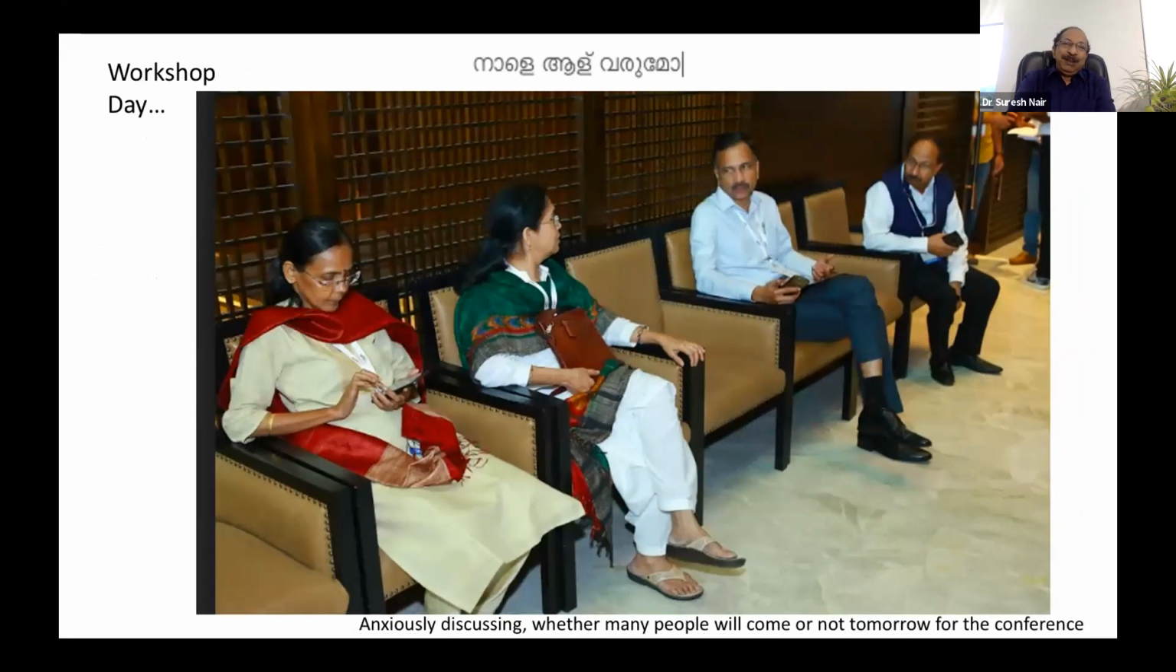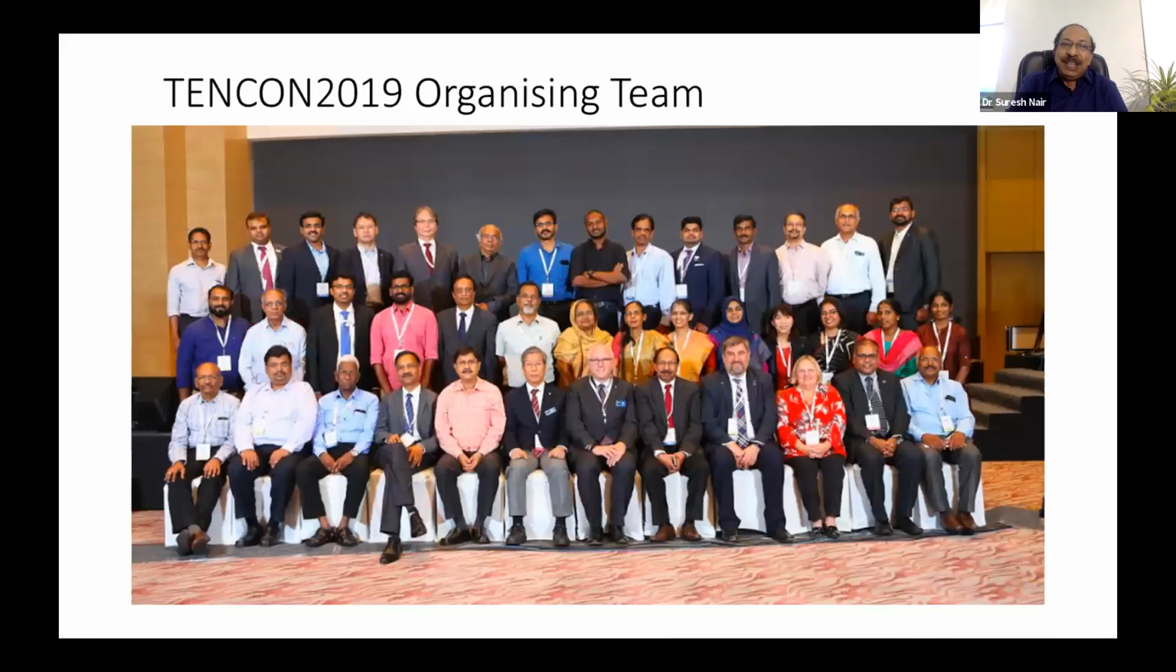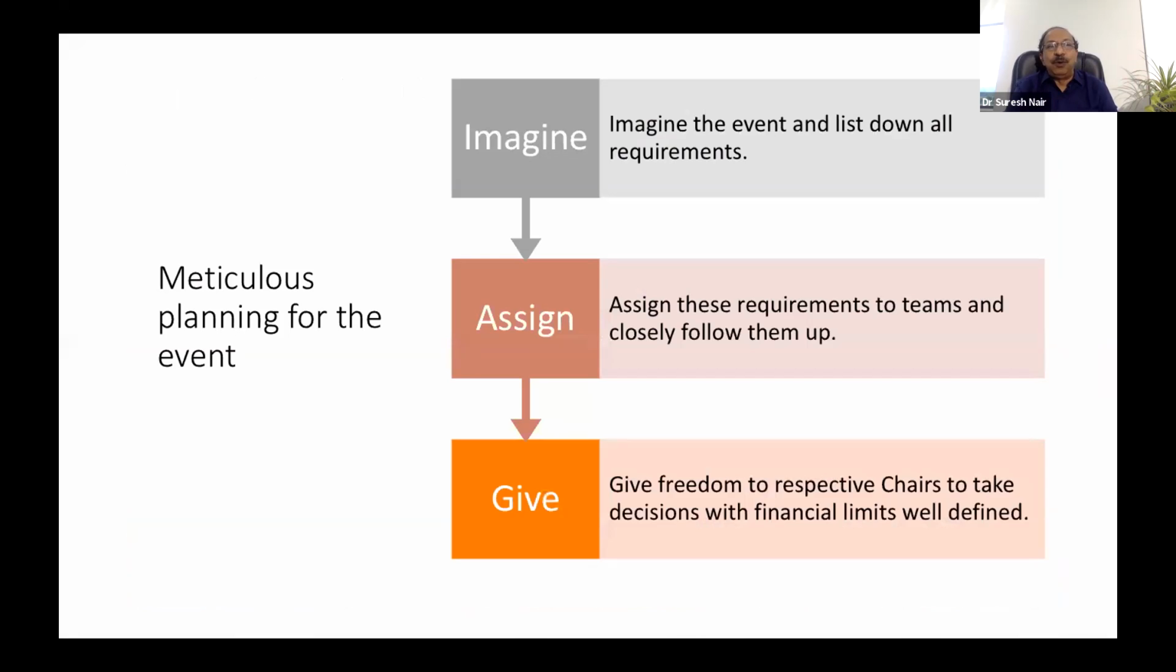This is one photograph of TENCON on the workshop day night. We were anxiously discussing whether many people will come for the conference or not. It's very important. Even today, 120 registrants or 200 registrants are there, we don't know how many are really going to participate. So these are all anxious moments for us. And you can see the organizing team from all areas, like life members, young professionals, women in engineering, all those people were there. It was one good photo we got.